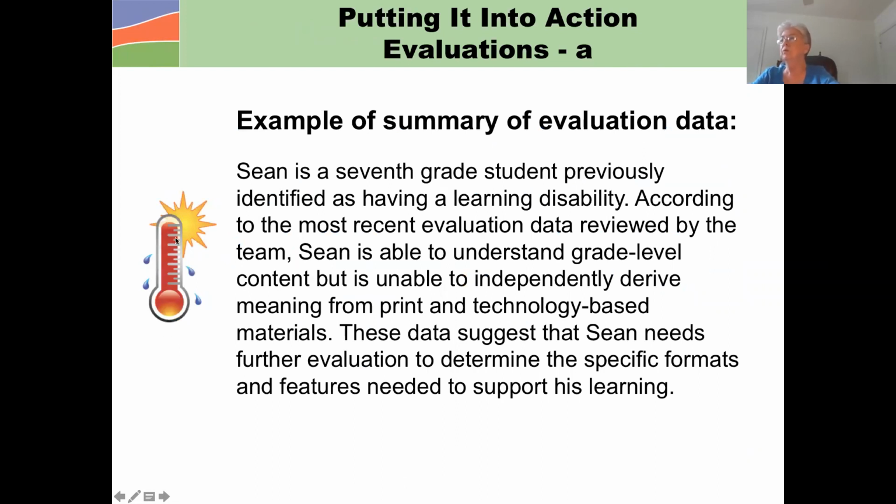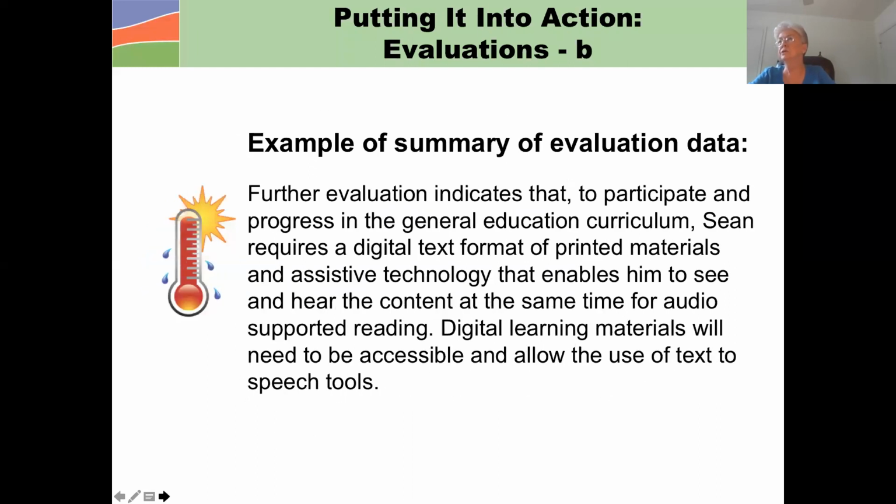So let's look at an example, and we're going to take Sean, who's a 7th grade student, and we're going to use him as we work through these different areas to talk about examples. He's previously been identified as having a learning disability, but according to the most recent evaluation data, Sean is able to understand grade level content, but he's unable to independently derive meaning from print and technology-based materials. These data suggest that Sean needs further evaluation to determine the specific formats and the features needed to support this learning.